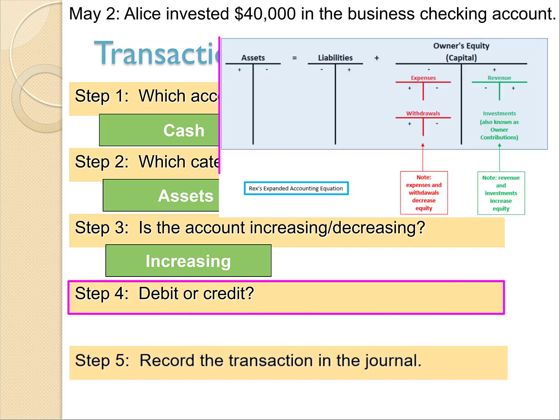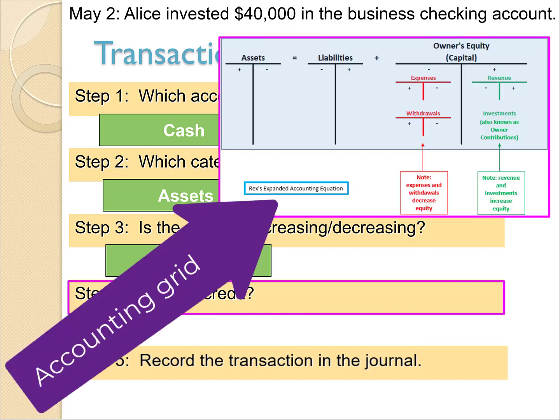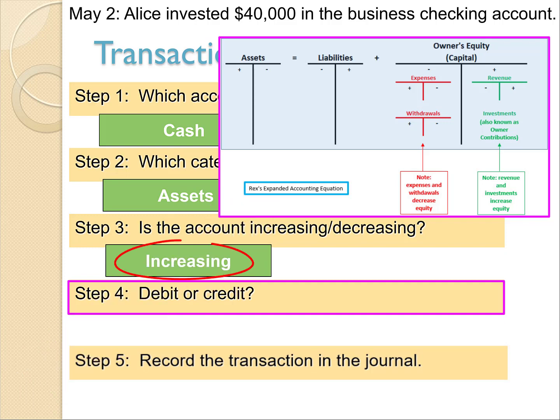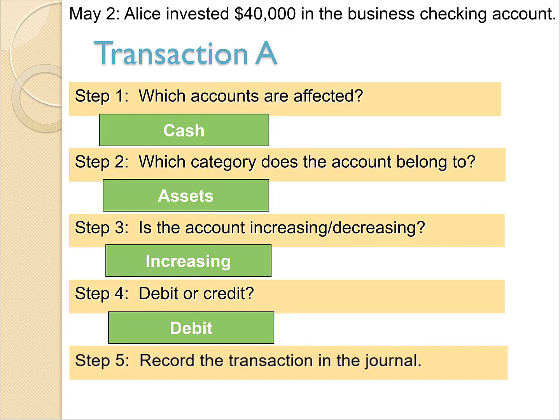And then we consult our accounting grid, the expanded accounting equation. We check to see, is cash increasing as a debit or a credit? Well, it increases as a debit. Now let's figure out what the other account is. Notice the transaction says Alice invested $40,000 in the business checking account. So what is the other account that's always affected whenever the owner is investing some money? It's capital.